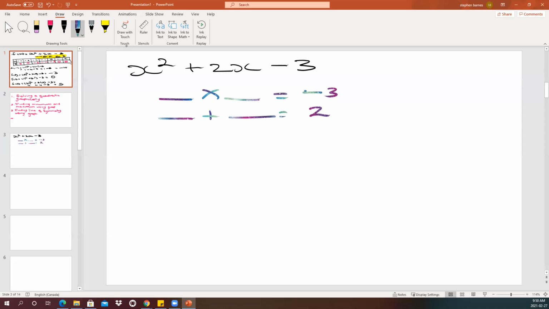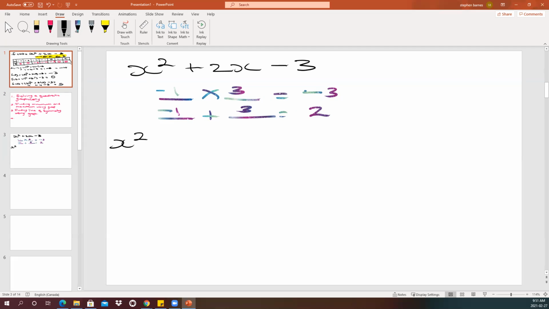Would be 1 times -3? Other way around, -1 times +3, because if you use -3 and +1, when you add them you're going to get -2. So -1 times 3 gives you -3, and if you add -1 and 3, you would get a +2. So these are the two numbers that we are going to be using to solve our equation.